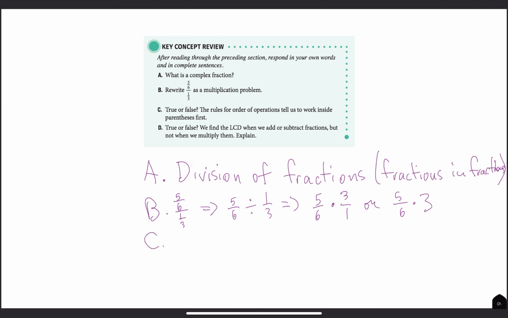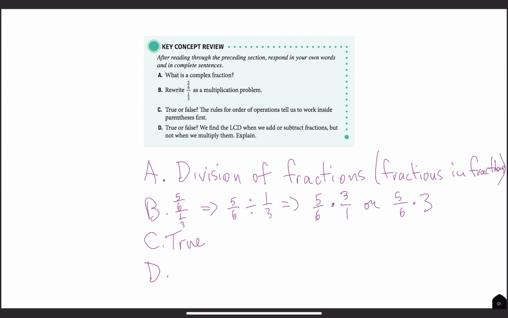Okay, C, true or false? The rules for order of operations tell us to work inside parentheses first. True. They tell us to work inside grouping symbols. And parentheses are a kind of grouping symbol.